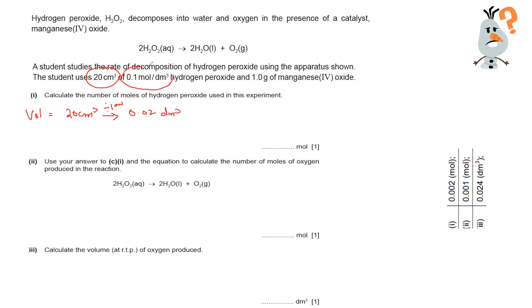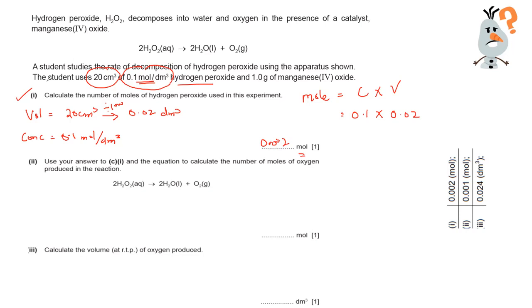And 0.1 mole per dm cube, that is the concentration. Mole per dm cube is the unit for concentration. So we have the volume and we have the concentration, and we need the moles. The formula is moles equal concentration multiplied by volume. The concentration is 0.1 and the volume of hydrogen peroxide is 0.02. When you multiply these two numbers, 0.002 will be the answer. That was the first part.